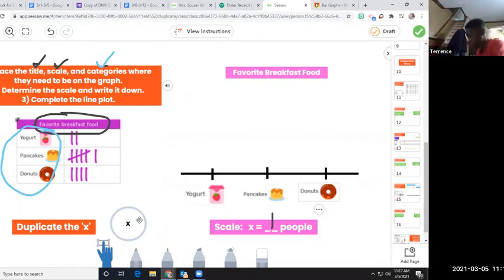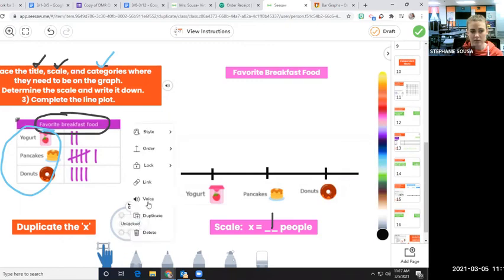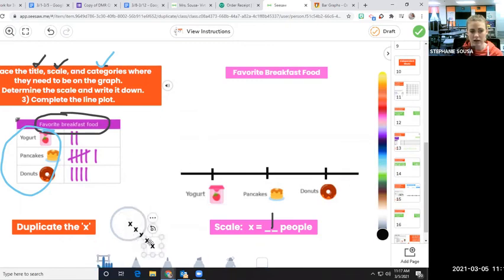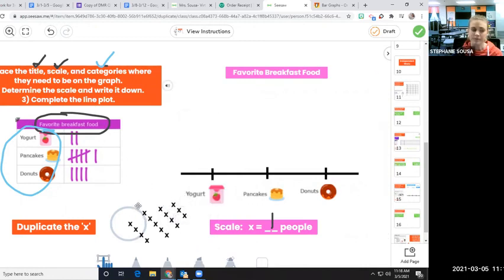All right, let's take a look. It says duplicate the X. I know that I'm going to need 2 plus 6 plus 4 X's. That's a lot, so I'm going to duplicate it. Go ahead and duplicate your X here so that you can use them when they are needed. I think that'll be enough. If it's not, I can add more.